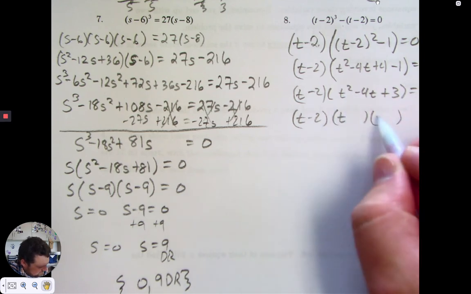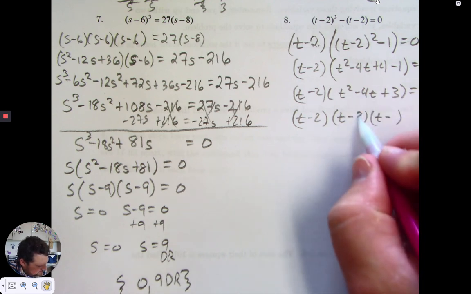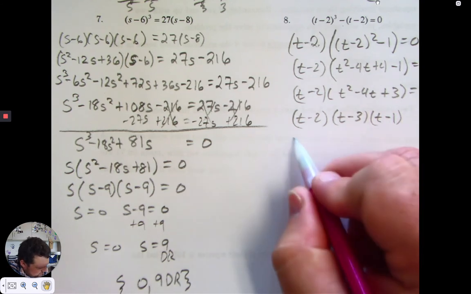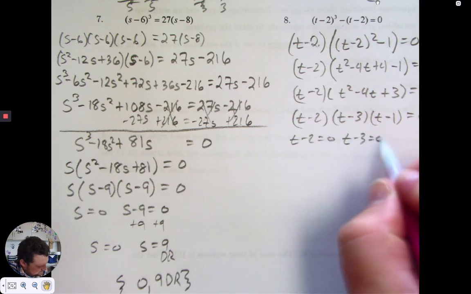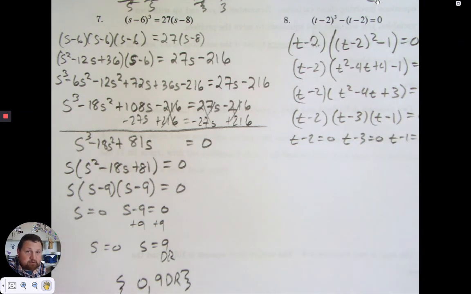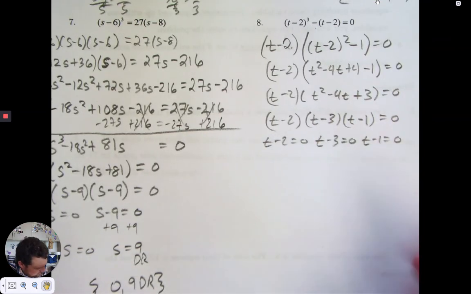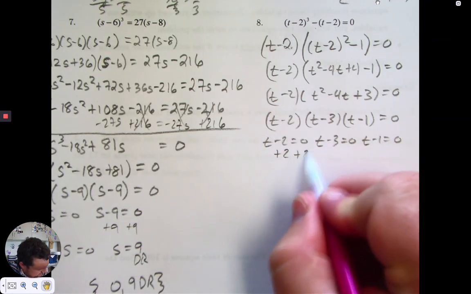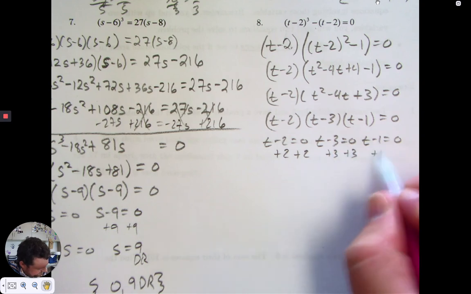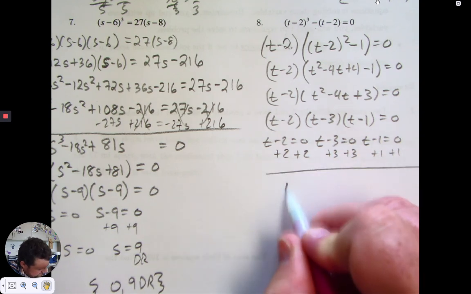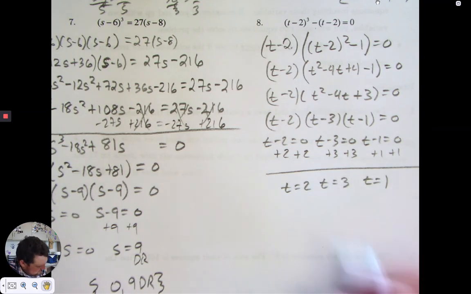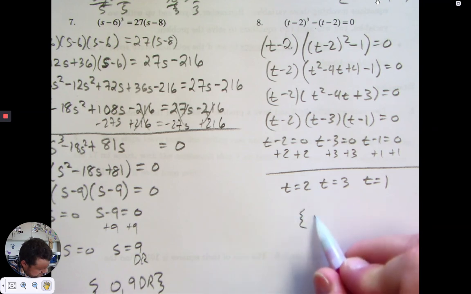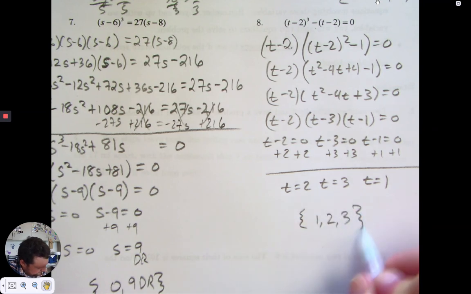T squared is t and t. Minus plus means minus minus, and the factors of 3 that add up to 4 are 3 and 1. So now t minus 2 can equal 0, t minus 3 can equal 0, and t minus 1 can equal 0. So now I just simply solve each one of these. So I have t can equal 2, t can equal 3, t can equal 1. So in solution notation, that's just 1, 2, and 3.